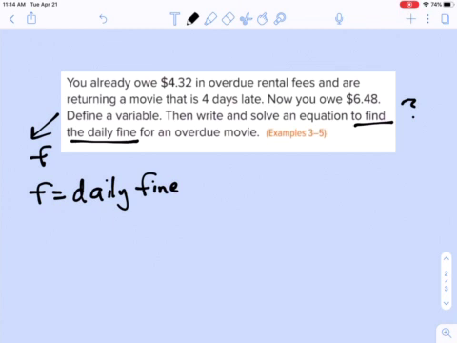Then it says you already owe $4.32 in overdue rental fees. So that means of the money we owe, $4.32 is already there. And you're returning a movie that is 4 days late. So this is obviously a habit for you, that you tend to return things late, right? In addition to this $4.32, you're going to be paying for this movie that's 4 days late. And this is back in the days when people got videos and DVDs and didn't stream everything, so nowadays it's a lot simpler. Now you owe $6.48.